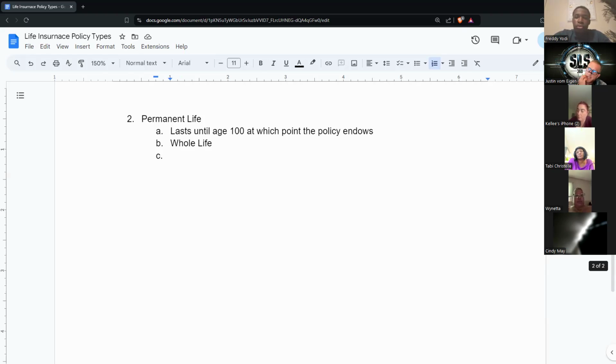Whole life lasts until age 100, at which point the policy endows. There are premiums. The premium is how much money you spend on your policy every month. An insurance premium is how much money you spend every month on your policy.